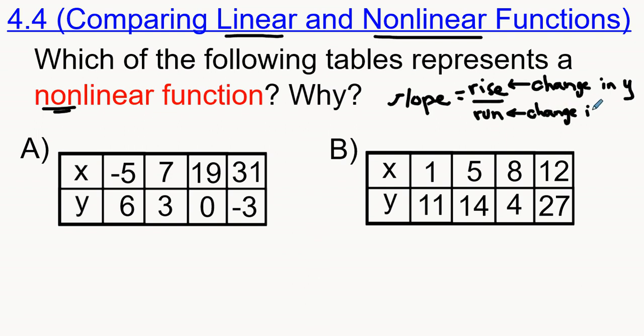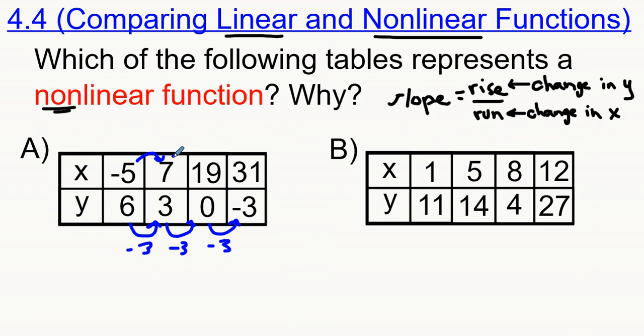Change in x. So from one y-coordinate to the next, how much are you going up or down by? Well, on every single one of these, from 6 to 3, 3 to 0, 0 to negative 3, you are losing 3 units. Subtract 3, subtract 3, subtract 3. So that is constant. So far this looks linear. Let's see what happens with the x-coordinates.